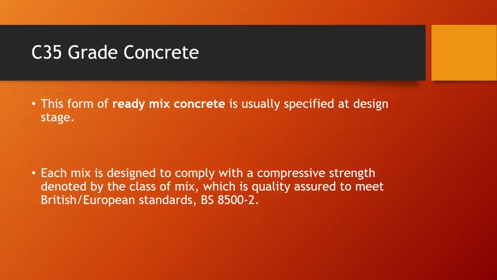So as I said before, C35 grade, this form of ready-mix concrete is usually specified at the design stage. So the calculations for beam, structural, shear, everything, all the forces that we need to take account of and then work out, C35 is effectively an off-the-shelf product. So you pick up the phone and order C35 from any concrete company, and it will be the same on every single one because it has to conform to a British standard.